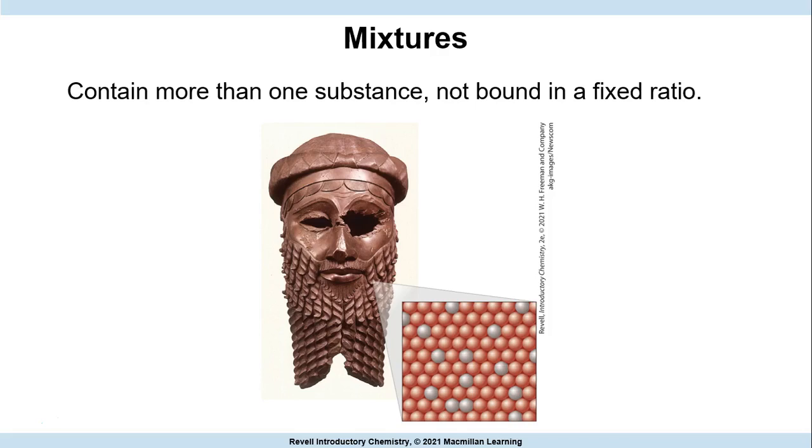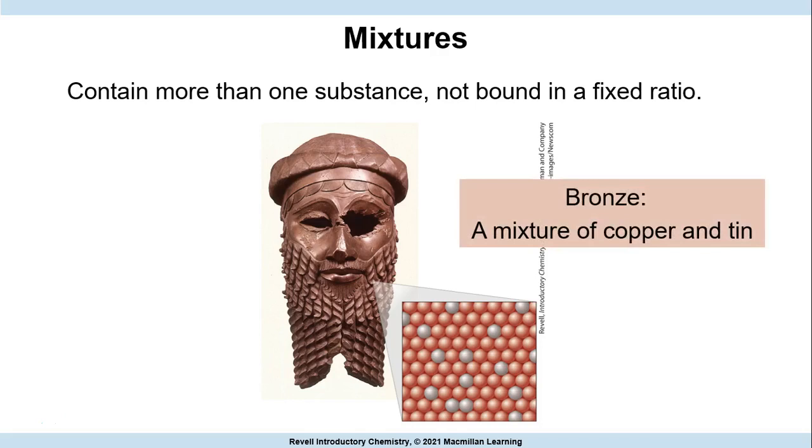Now let's look at mixtures. Mixtures contain more than one substance, and they are not bound in a fixed ratio. For example, here, this is an alloy that is made of 2 different elements. So you mix the elements together, and they are not in fixed ratios. So mixtures don't contain fixed amounts of the substances that are mixed together. So this is a mixture of copper and tin, and it is bronze.